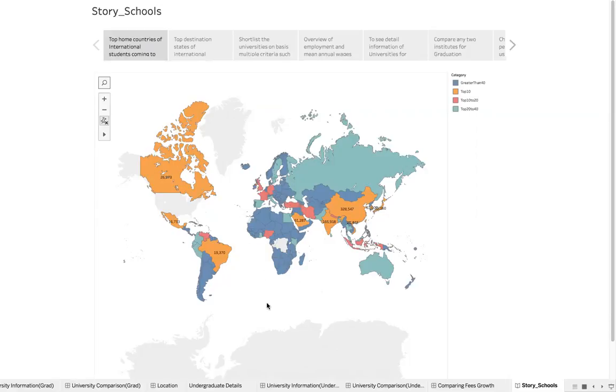This first dashboard basically shows the top home countries of the international students. The countries have been categorized into top 10 or in the range of top 10 to 20 and so on. And we can see that the yellow color are the ones where most international students of the USA come from. So China holds the first spot of international students, with around 328,000 students in the USA, and from India we have around 165,000 students in the USA for studies. Now let's move towards the next dashboard.